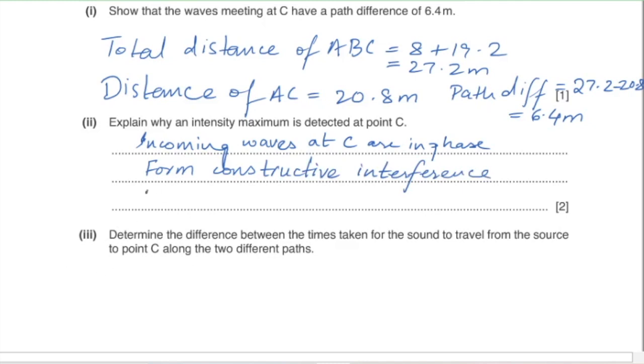And the path difference between both those waves in this case is 4 lambda, since the path difference is 6.4, and when you divide your path difference by the wavelength, which is 1.6 in this question, that will give you 4 times lambda. 4 times wavelength is the path difference between the distances being covered by the sound wave to reach point C.